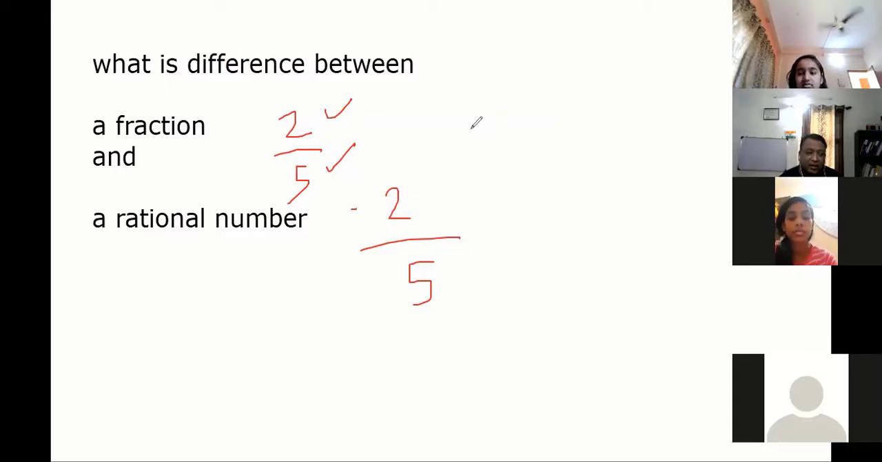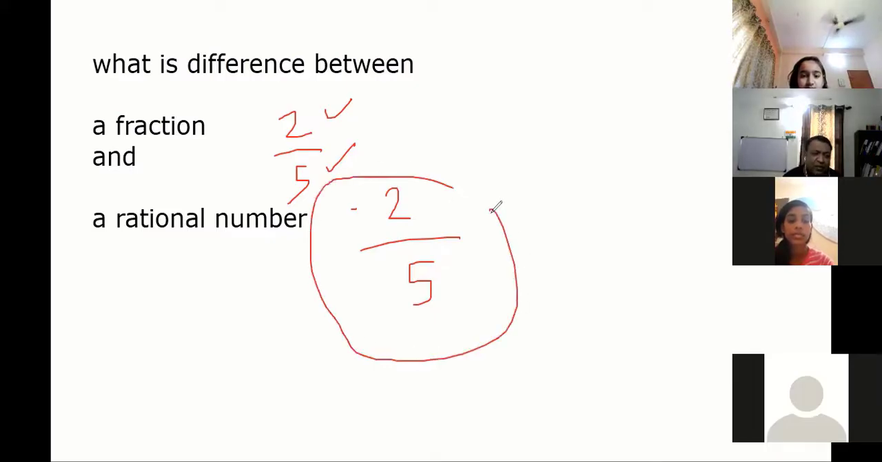So that is a fraction. But in a rational number, numerator and denominator can be integers. I mean, they can be positive, they can be negative also. For example, minus 2 by 5. Minus 2 is not a whole number, right? It's an integer. So minus 2 by 5, you call it a rational number. You don't call it a fraction. A fraction can't be negative like this.